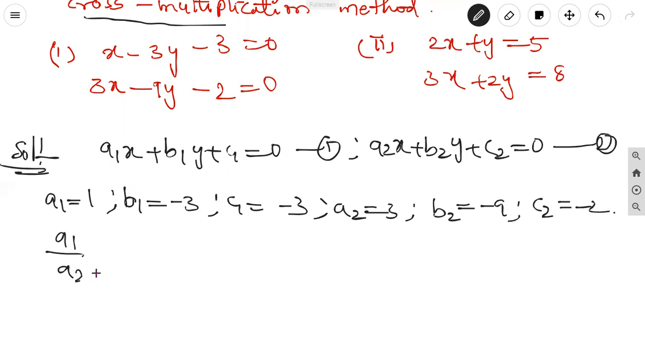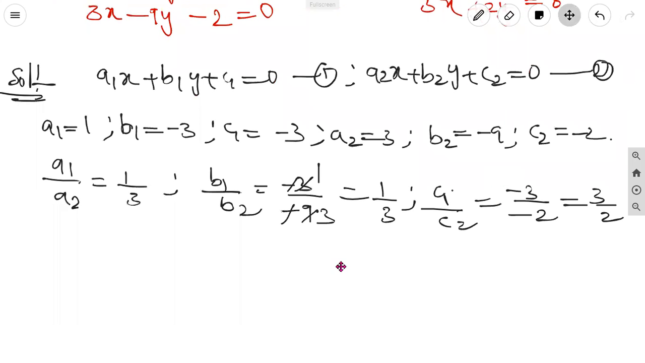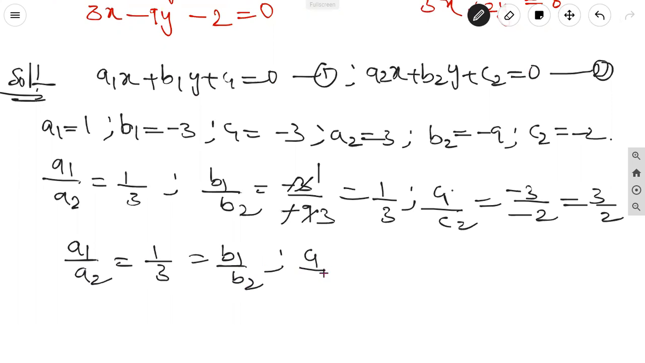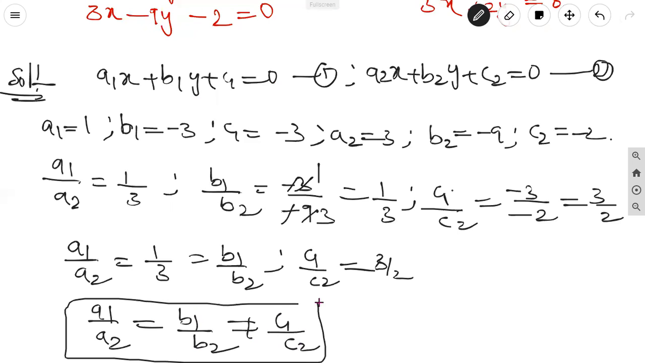Here a1 by a2 equal to 1 by 3, b1 by b2 equal to minus 3 by minus 9, the minus signs cancel, 3 1s are 3, 3 3s are 9, so it is 1 by 3, and c1 by c2 equal to minus 3 by minus 2, which is 3 by 2. Here you observe a1 by a2 equal to 1 by 3 equal to b1 by b2, but c1 by c2 equal to 3 by 2. So clearly a1 by a2 equal to b1 by b2 is not equal to c1 by c2. What is this relation?